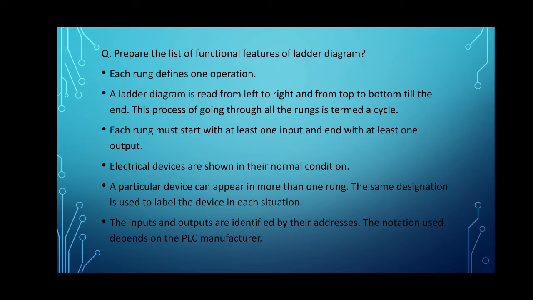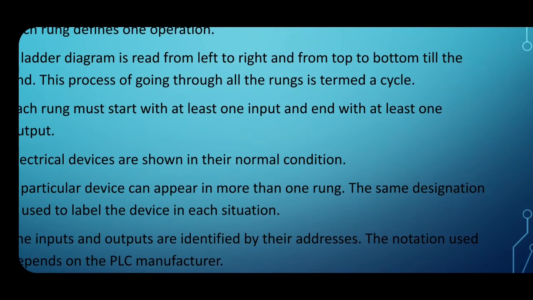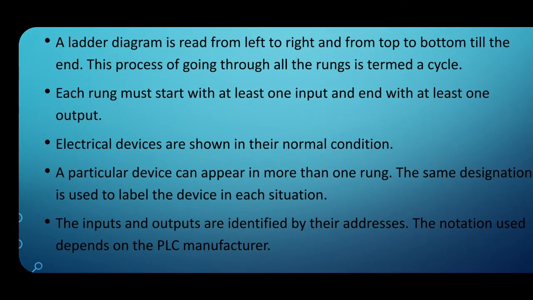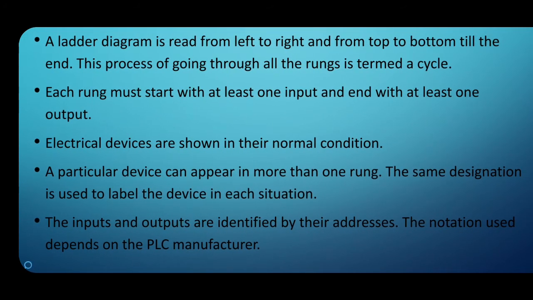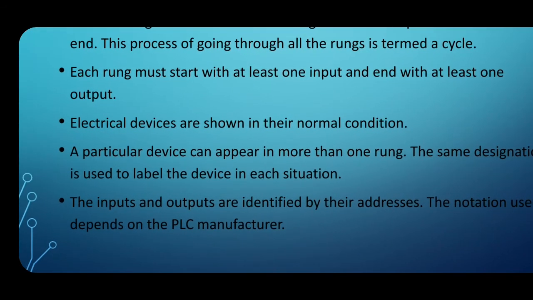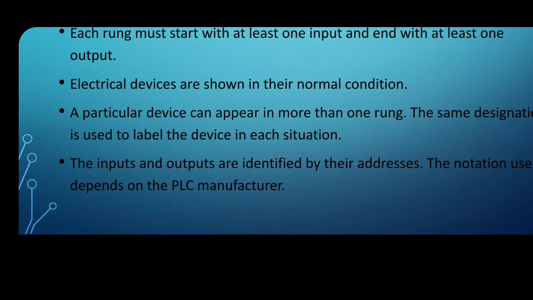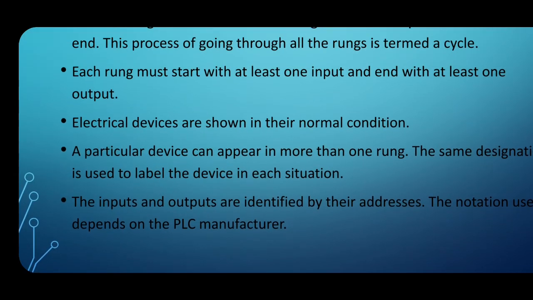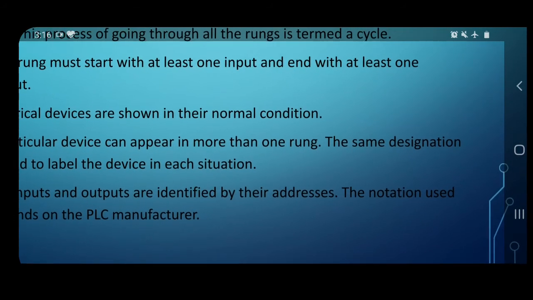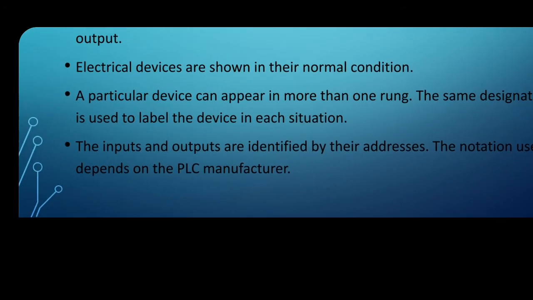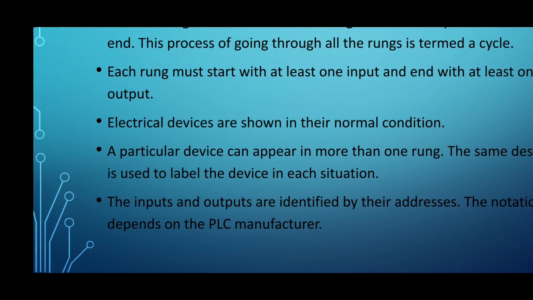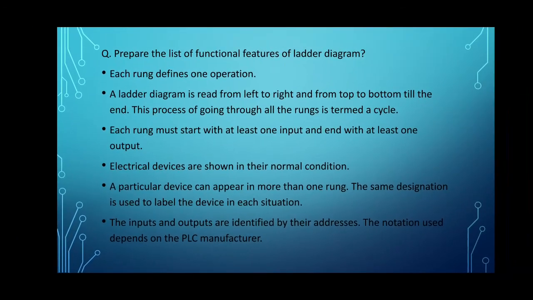Electrical devices are in their normal condition. A particular device can appear in more than one rung. The same designation is used to label the device in each situation. The inputs and outputs are identified by their addresses. The notations used depend on the PLC manufacturers.